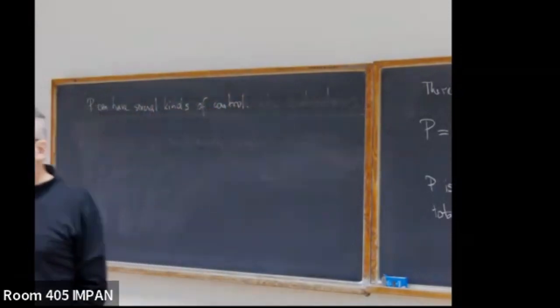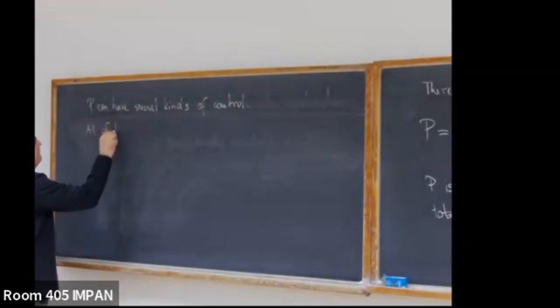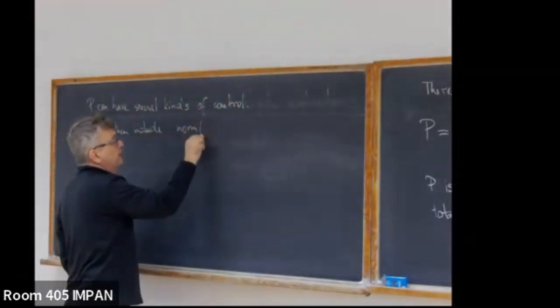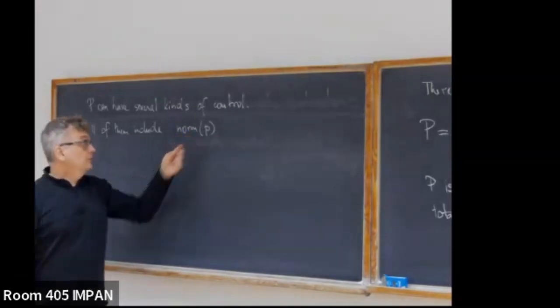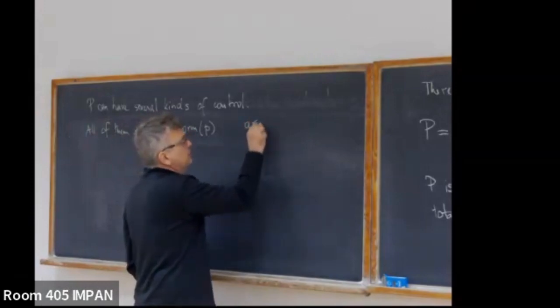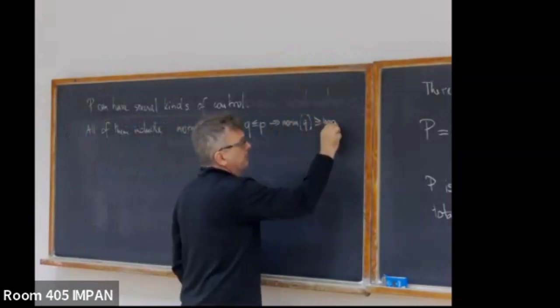All of these notions of control that I'm going to talk about include some sort of norm of P. So what you need is a norm for every condition, such that as the condition grows stronger, the norm becomes bigger. The norm is typically an actual number, but it doesn't really matter much. Q is less or equal to P implies that the norm of Q is at least the norm of P.